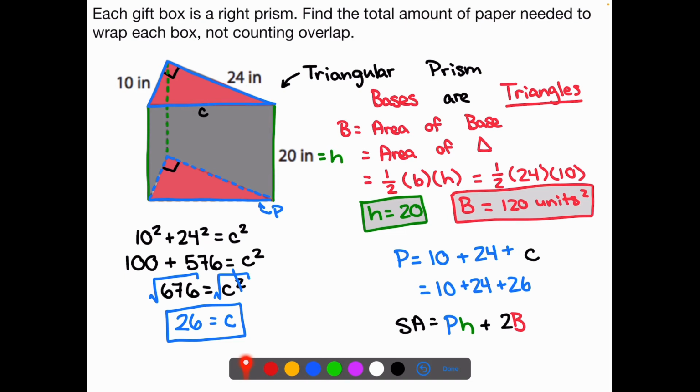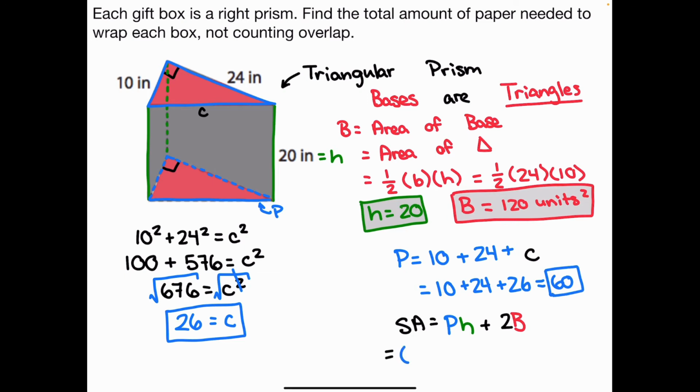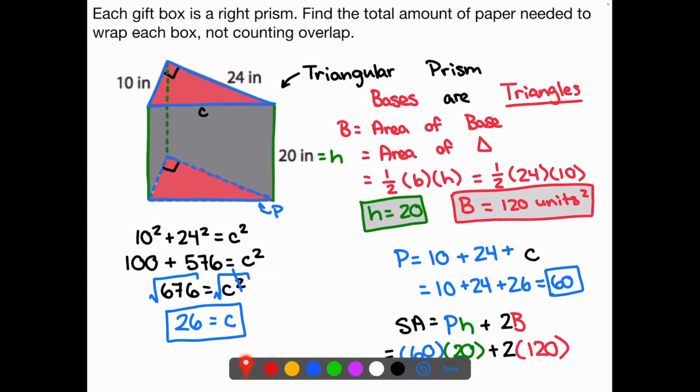Now, from here, we just need to add up all the sides. I'm plugging 26 in for c. And if I add up all those sides, I'll have the perimeter of our base. Well, 24 plus 26 is 50. 50 plus 10 is 60. So therefore, surface area is equal to P, 60, times H, 20, plus 2 times big B, which is 120 units squared.